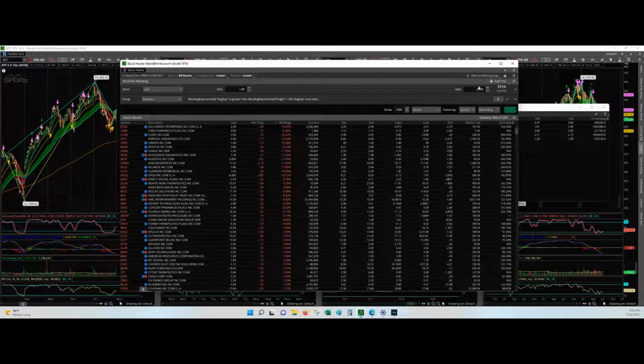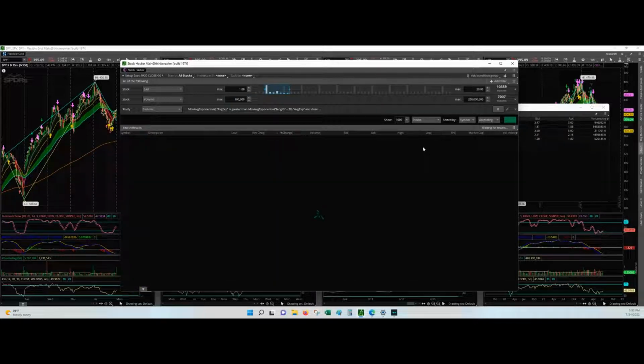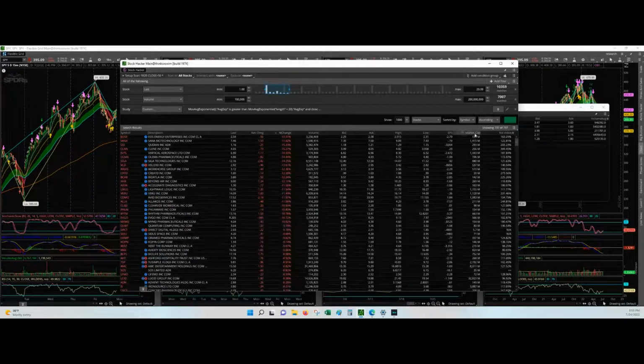Okay, let's add another filter here, and I want volume. And I am going to move the volume to, let's say, 100,000. Okay, let's try that. Okay, that's better. 737 stocks pull up into my scan query, which is still a lot. So I can narrow this down if I wanted to.